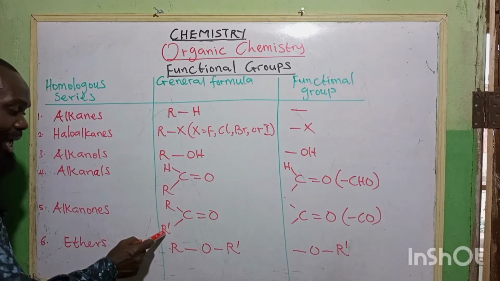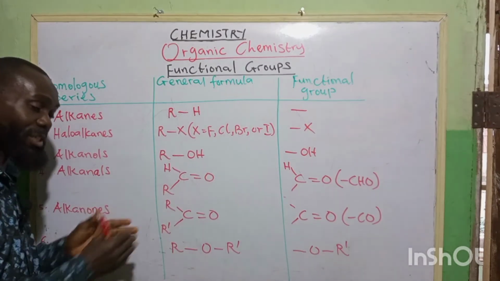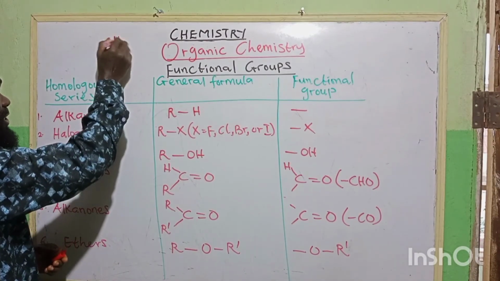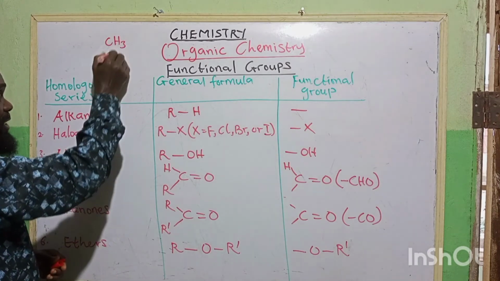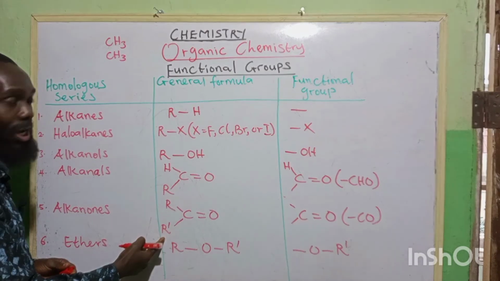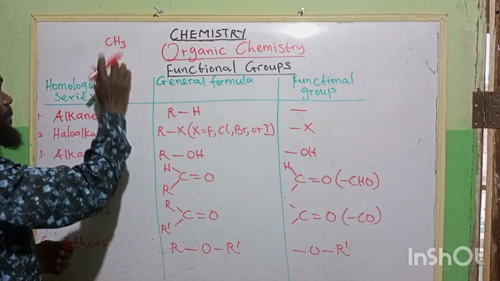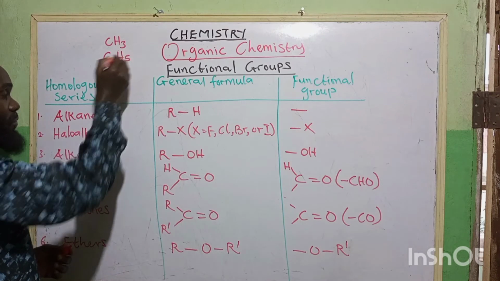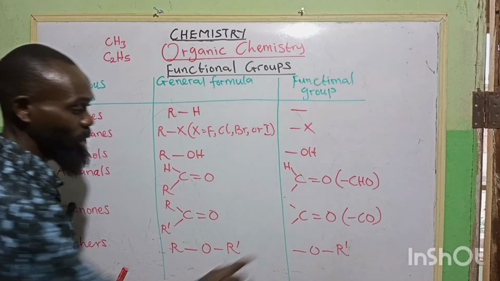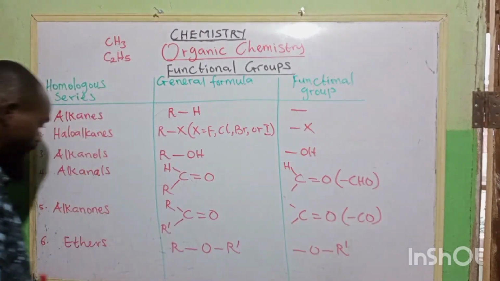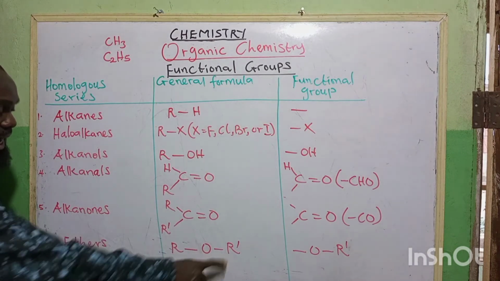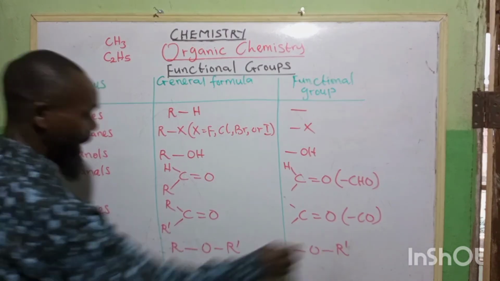This R and R prime, the only difference is they might be the same or different. We can have R to be CH3 and R prime also CH3, so in order to separate them, we use R and R prime. Or sometimes they might be different, this one can be C2H5. In that case, alkanones have the functional group of C double bond O, that is CO. Then we have ethers. Ethers is ROR prime, and the functional group is the OR prime.